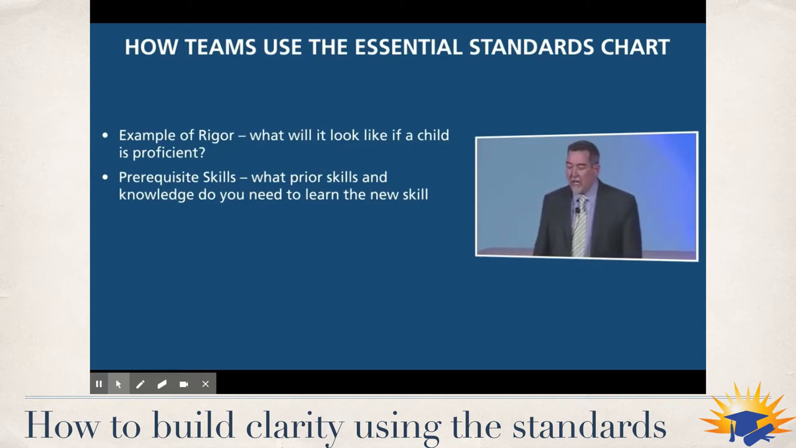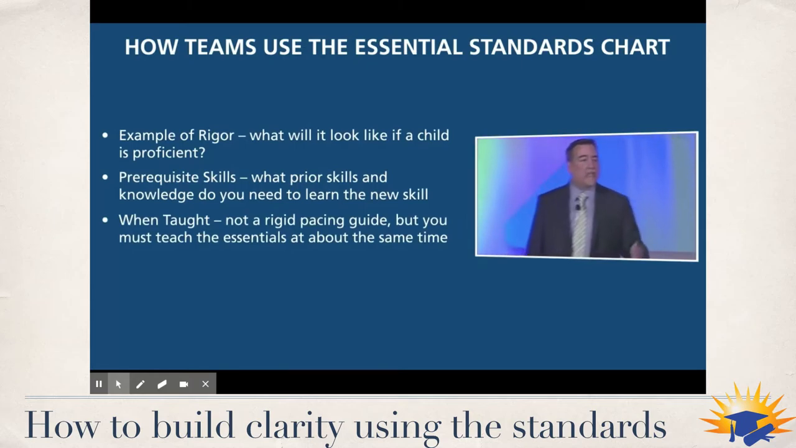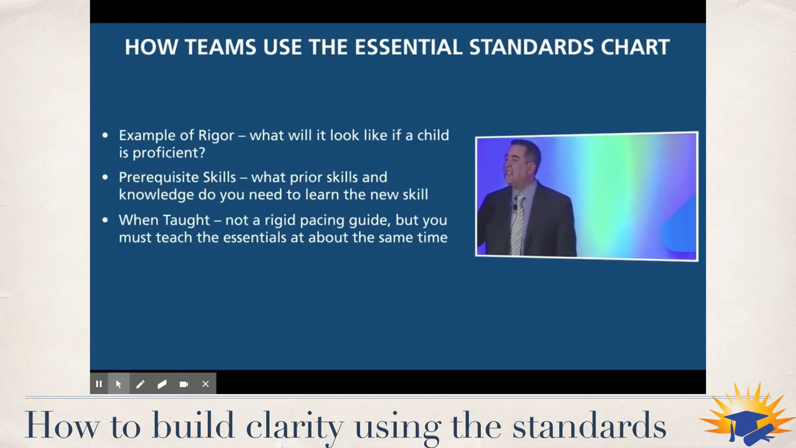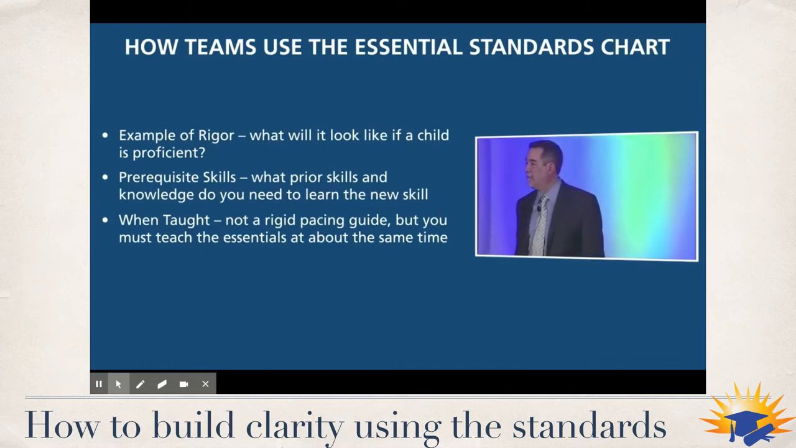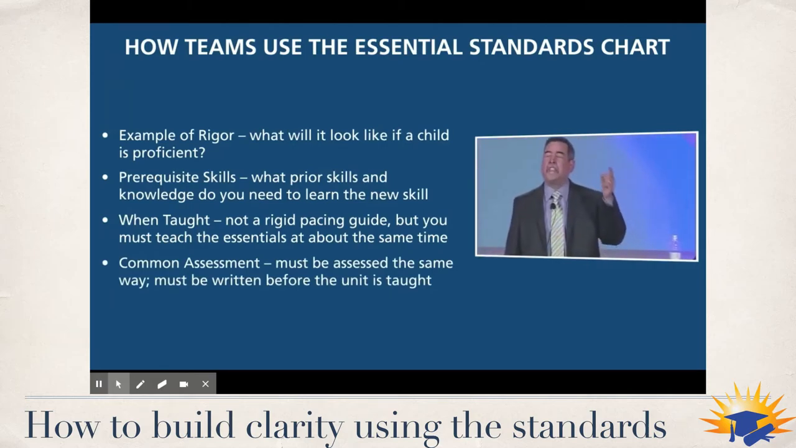Prerequisite skills. Next column over, when taught. We're not talking a rigid pacing guide, but a team can agree upon an essential standard, but if one teacher wants to teach it in October and the other teacher wants to teach it in January, how do you share kids for interventions? You must teach the essentials about the same time. Next column over, common assessment. If it's important enough for every kid to learn it, we're going to assess it the same way, and we're going to determine it before we teach the unit, so we're all clear what the target is by the end.